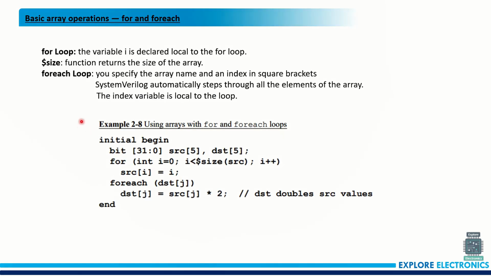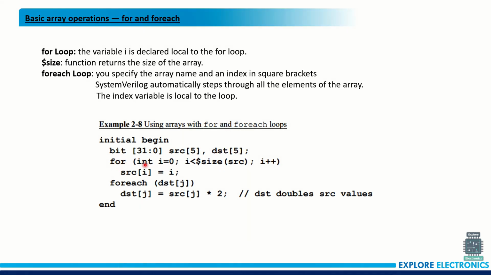Then we need to understand how actually for loop, for each loop and $size will be used on arrays. These are array operations, how we are going to operate those arrays. We can use for loop. Here in the for loop, you can see initial begin, bit 31 down to 0, SRC of 5, this is one array, comma DST of 5, this is another array. Source array and destination array with 5 elements, you can say.